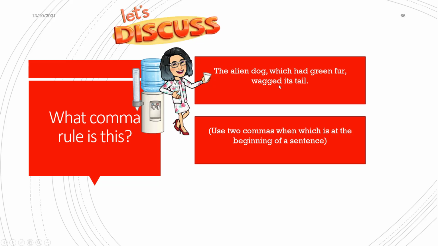The alien dog, which had green fur, wagged its tail. So here you use two commas when which is at the beginning of a sentence. In other words, when the appositive or the adjective clause is in the middle of the sentence, we use two commas. If the adjective clause is at the end of the sentence, we use only one comma.